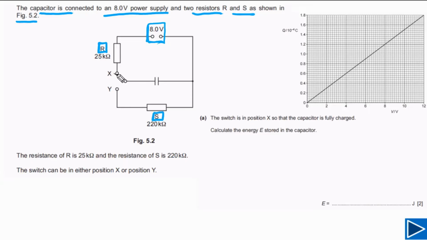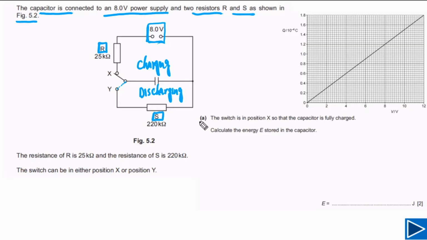When the switch is at position X, this capacitor is charging. A very important point we need to understand is when the capacitor is charging and when it is discharging. In this case, the capacitor is charging because there is a power supply in this loop, or simply you can say in this circuit. But if we move this switch to Y, this capacitor will start discharging because in this loop there is no power supply, there is only a resistor. So the capacitor is at higher potential, and it will start discharging. So this is a very important point we need to understand about charging and discharging.